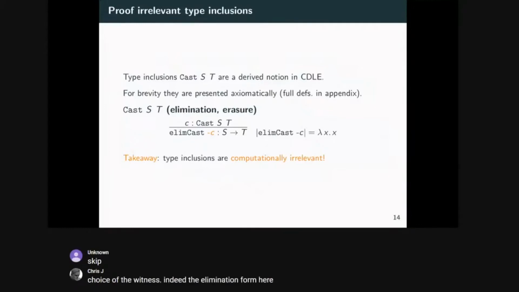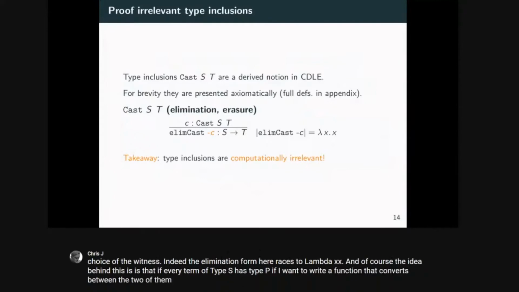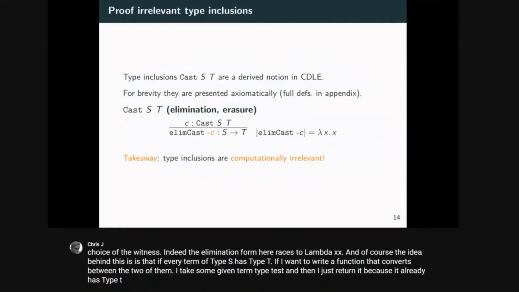The idea behind this is that if every term of type S has type T, and I want to write a function that converts between the two, I take some given term of type S and then just return it, because it already has type T. So the takeaway here is that type inclusions are computationally irrelevant.